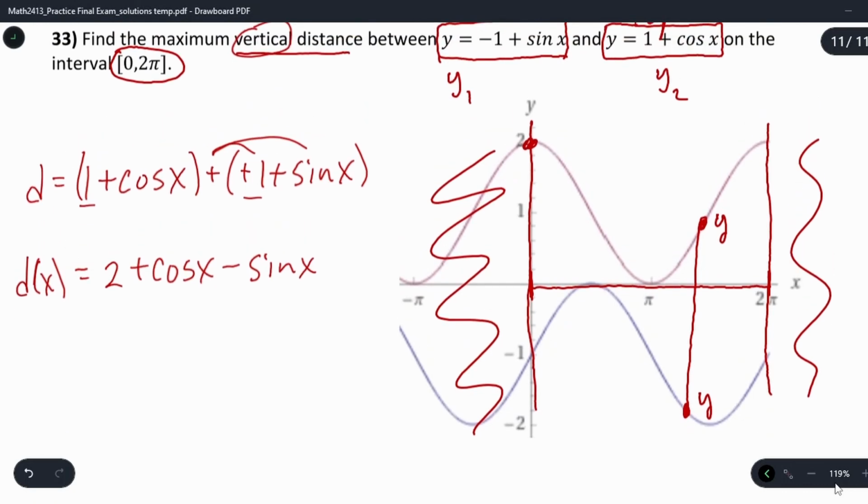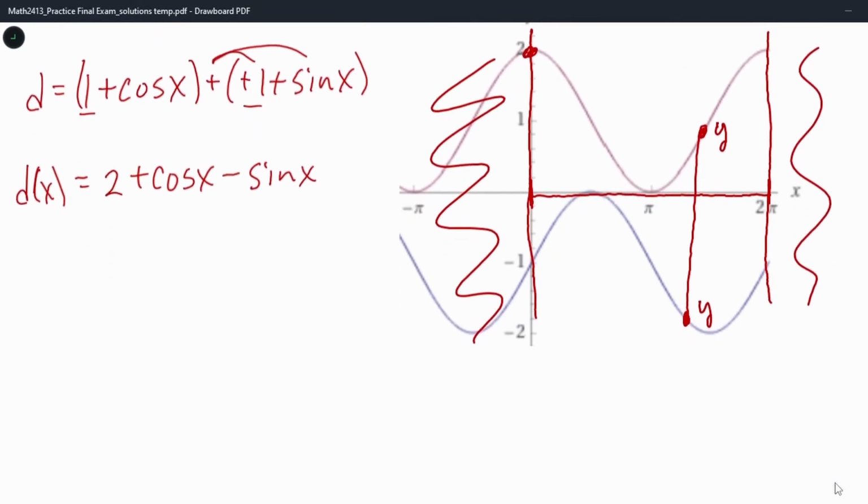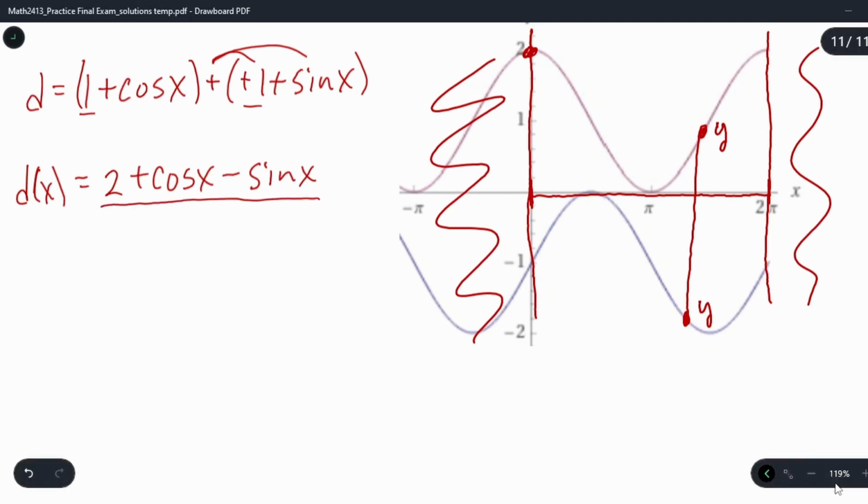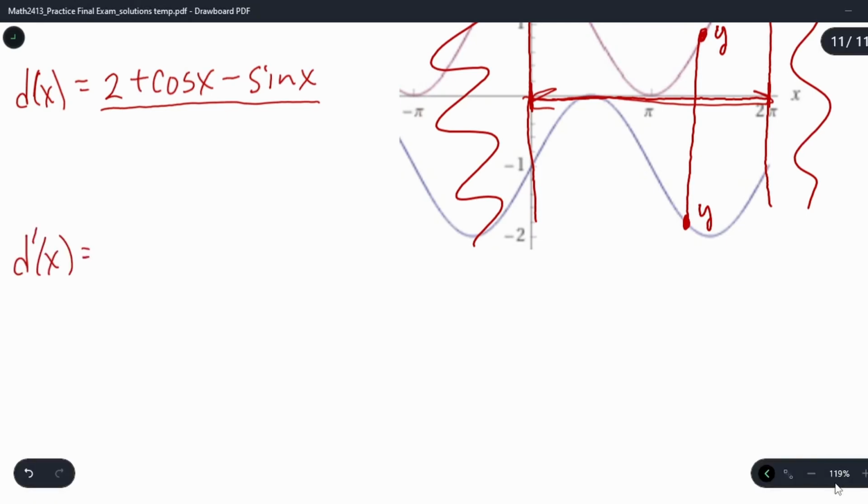And then how do we find a maximum or a minimum? Well, we find critical points. So we need to differentiate this function, set it equal to 0 and solve for x, and then look for any solutions that are on this interval from 0 to 2 pi. Here we go. The derivative of our distance equation. The derivative of a constant goes to 0. The derivative of cosine is negative sine x, and the derivative of sine is cosine. And since that already has a minus in front, it's just going to be minus cosine x.